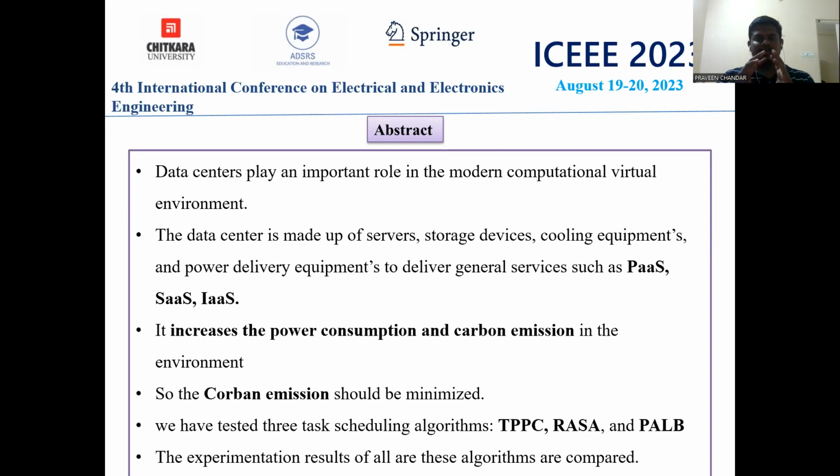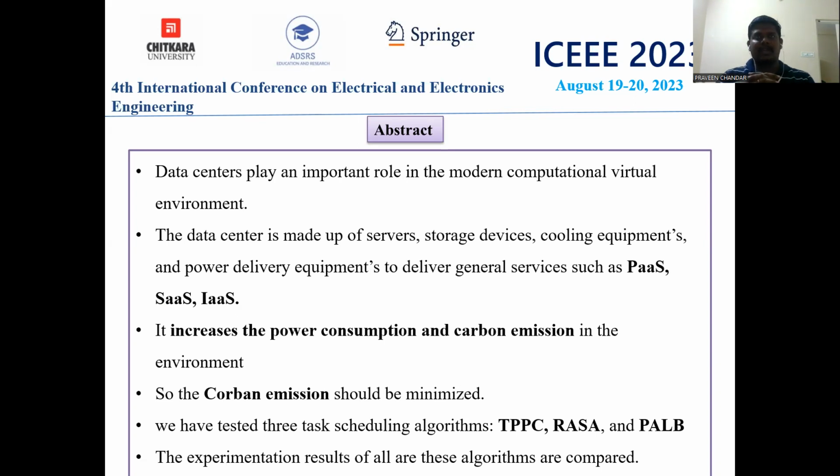Because all this equipment consists of electronic devices, and all electronic devices emit carbon, it is going to be a huge problem for the environment. Your environment will become very hot, and there may be a possibility that it will affect global warming.